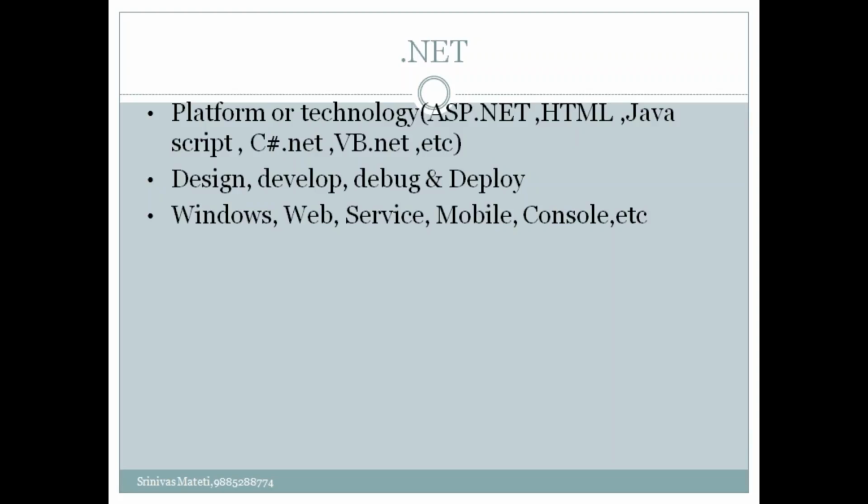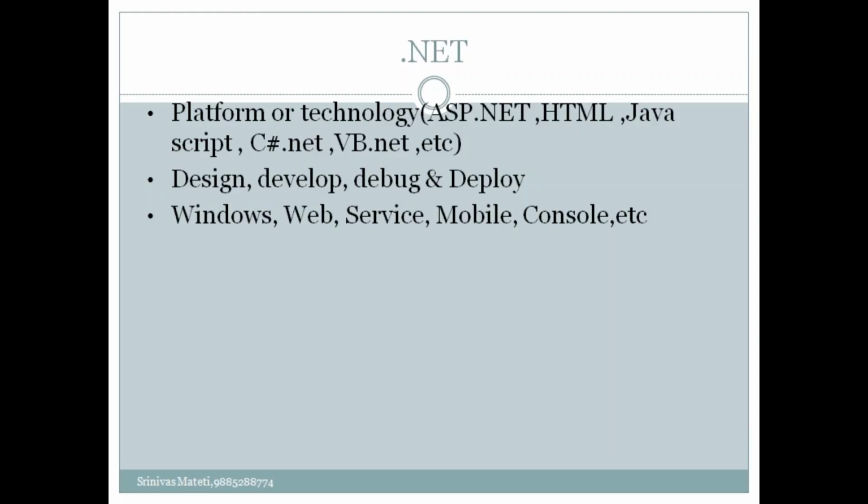For what can you use .NET? You can use .NET to design, develop, debug, and deploy your application. Design is nothing but the UI, the user interface. How to define your user interface, how the application looks and feels, everything comes under user interface design. So you can design your applications by using .NET. You can write the code, that is called development, and you can debug the code.